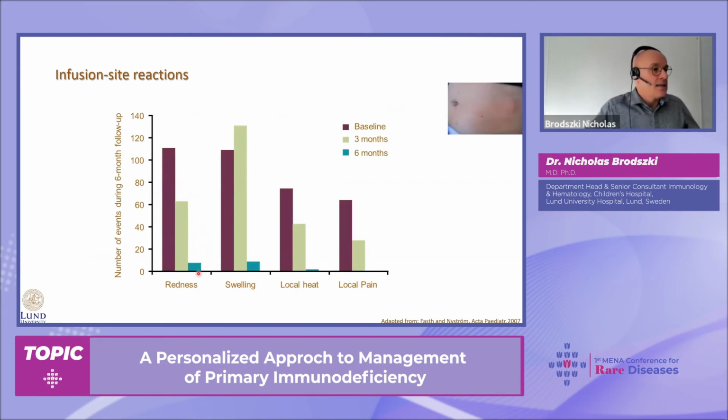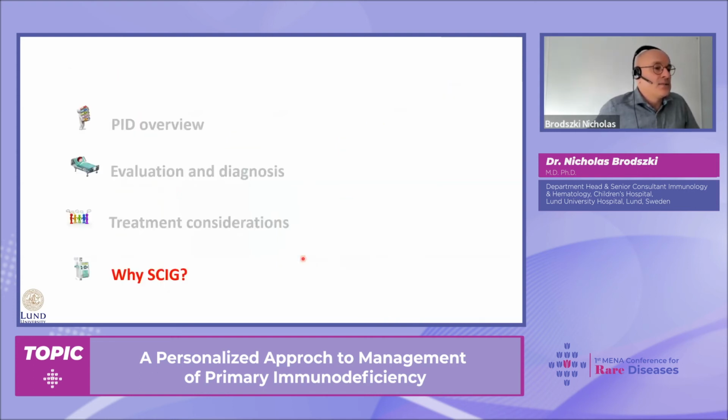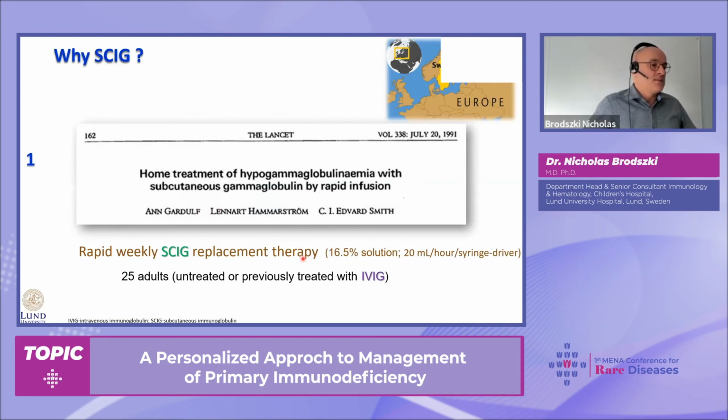And now, at the end of my talk, I will try to give you 10 good reasons why you should be using subcutaneous immunoglobulins. Well, first of all, because it has been around a long time. We here in Sweden were the first to publish in the Lancet, more than 30 years ago, about the possibility to give subcutaneous treatment. So this is one of the reasons: it has been around a long time.